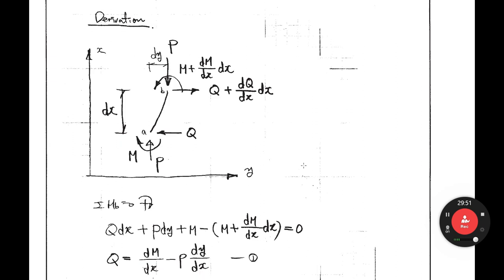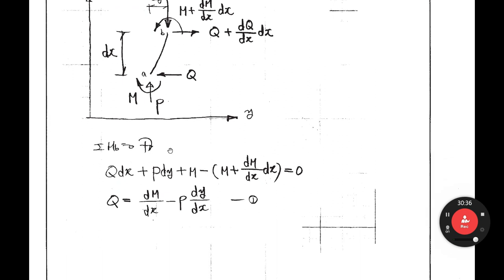From here, if you take the moment at B, then you have Q dx, P dy, and the moment here. And then you have moment, minus counterclockwise, minus distance. If you take moment here, you don't have any distance. It vanishes because it goes through the moment center. That is the equilibrium equation. From here, M disappeared. Then Q equals this. If we move this to the right hand side, we can get this equation. This is equation one.